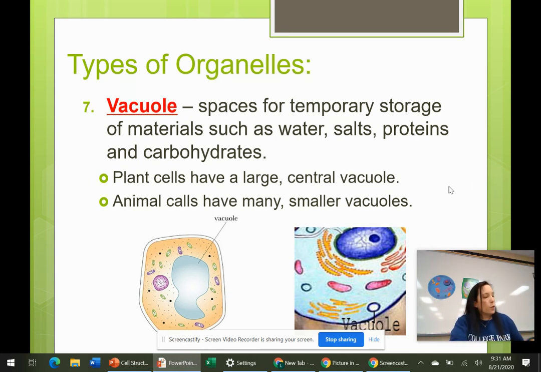So again, look at those prefixes on this piece of paper. I can't stress this enough. Look at those prefixes so you know what some of these words mean. So when you see them, you're not like, what am I looking at? You'll want to know. So vacuole means empty. So it's like an empty space.